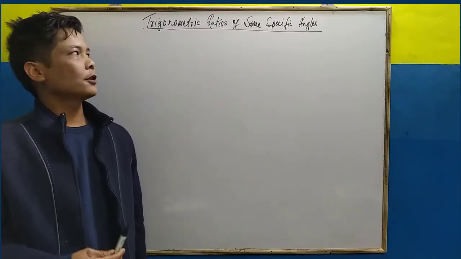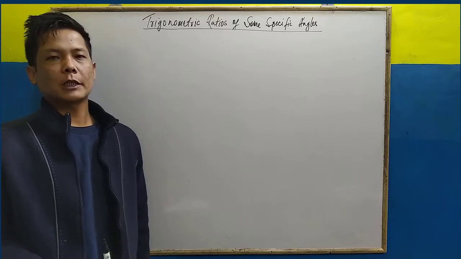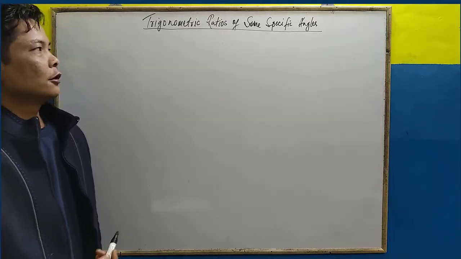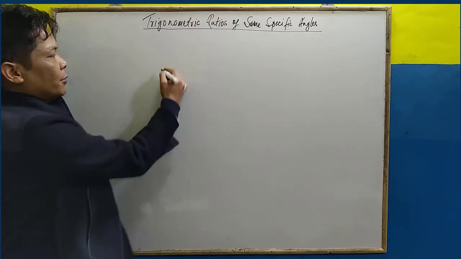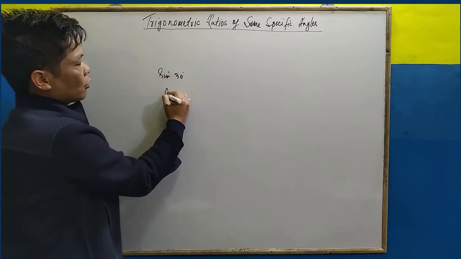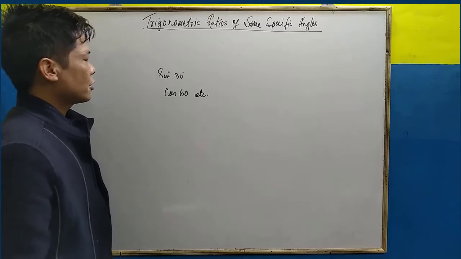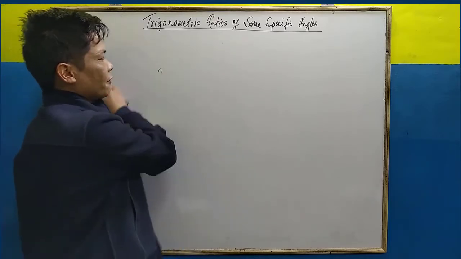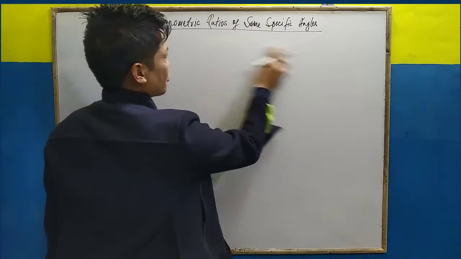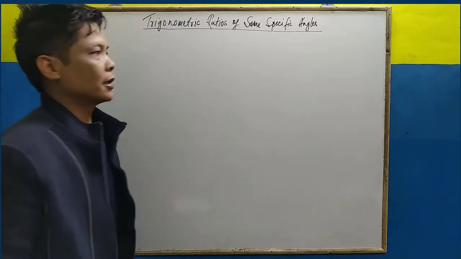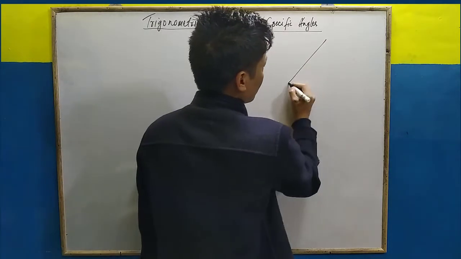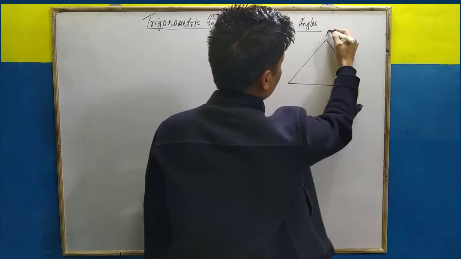Today we are going to study trigonometric ratios of some specific angles, like what will be the value of sine 30, cos 60, etc. In order to know the value of sine 30 and 60, let us derive it from an equilateral triangle. So let us consider an equilateral triangle ABC.